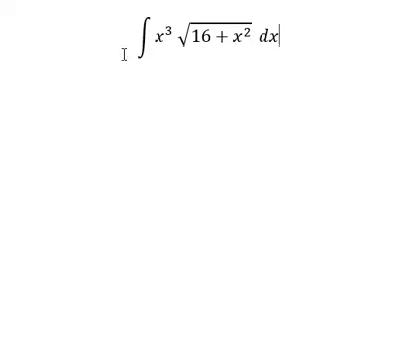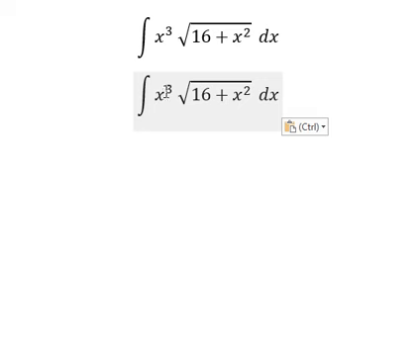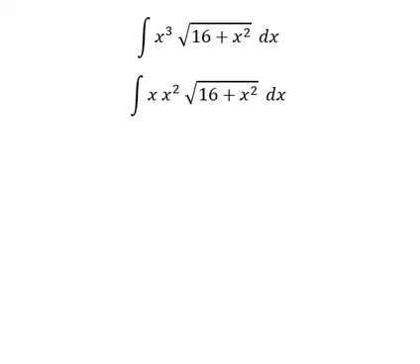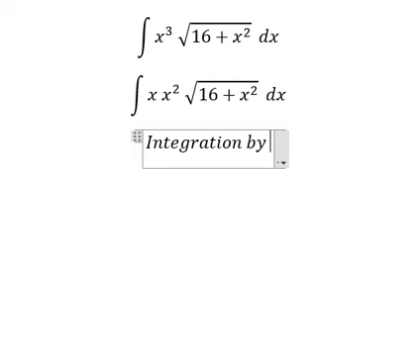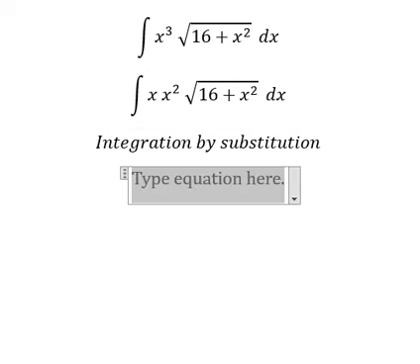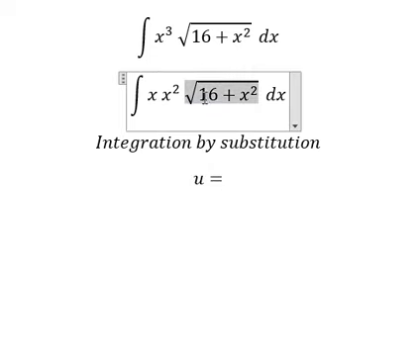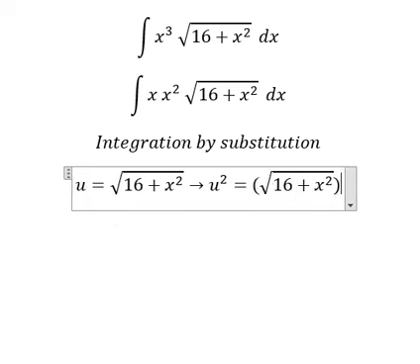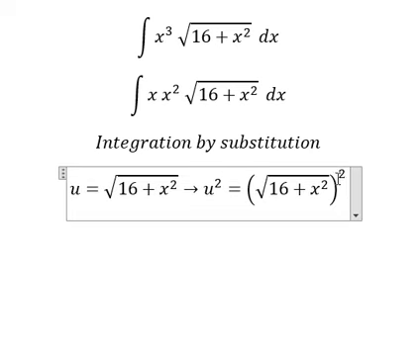So today I will show you how to find this one. We can put about x and s square. Later we can use integration by substitution. So I will put u equals the square root of 16 minus x squared. Later we put the power of 2 on both sides to cancel the square root.